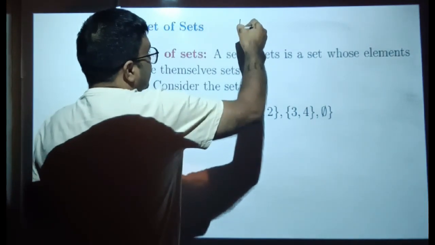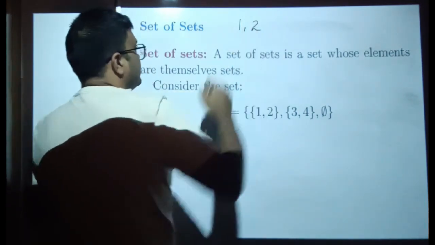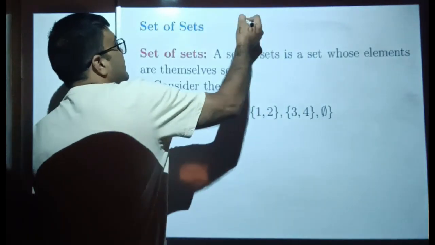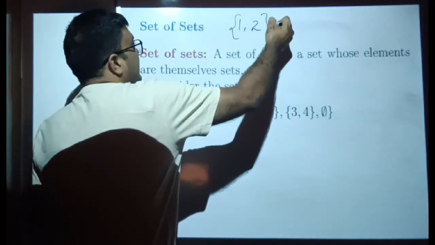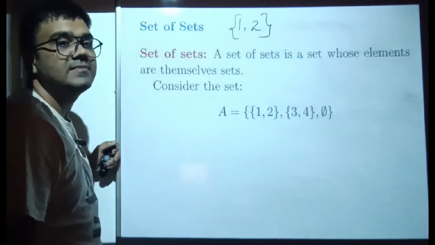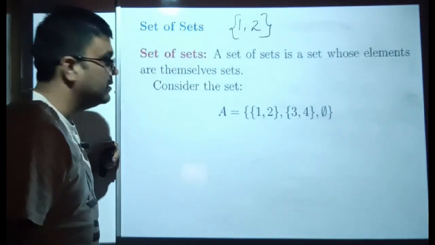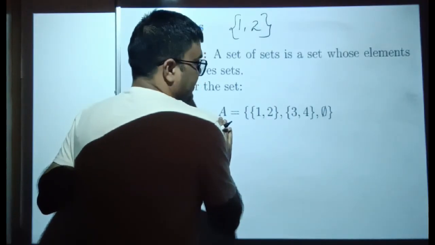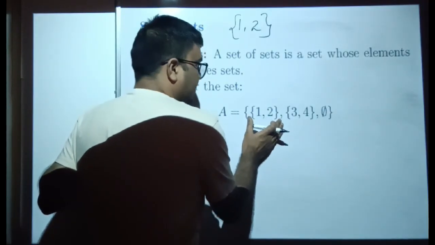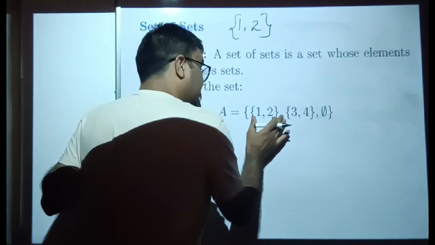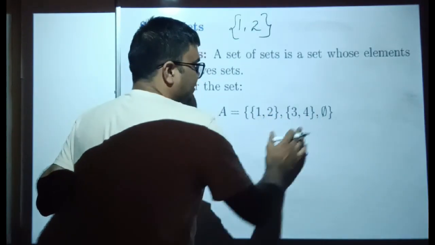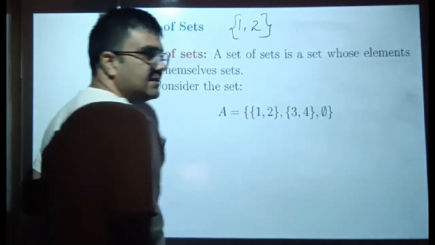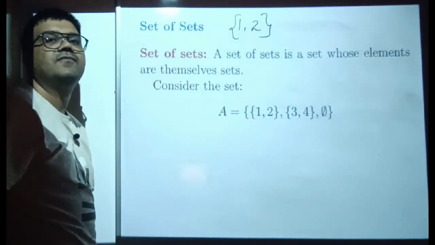Suppose I am writing 1, 2. So these are the two numbers. If I am putting them in the curly bracket, this is a set. So what does this thing look like? We are saying we have a set A. It contains the set {1, 2}, a set which contains the elements 1, 2. Another set which contains the elements 3, 4, and another set which is {5}.